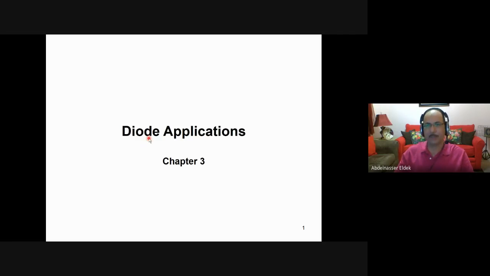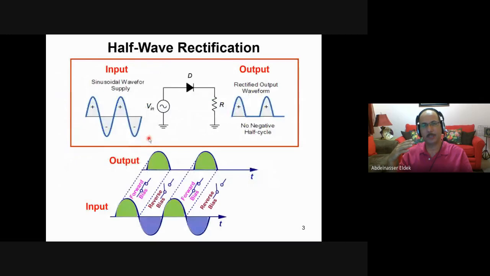The first application for the p-n junction is the rectifier: half-wave rectifier and full-wave rectifier. Simply, if you have a sine wave and you want to rectify it, you keep just the positive part and clip the negative. This is a half-wave: you have the input like this, and the output is rectified, which means you remove or clip the negative part. This can be done by a simple circuit like this.